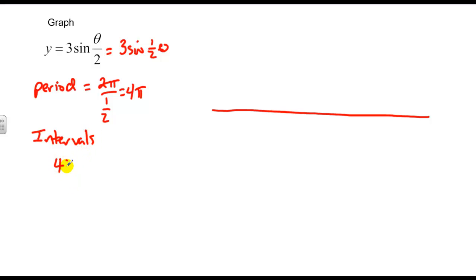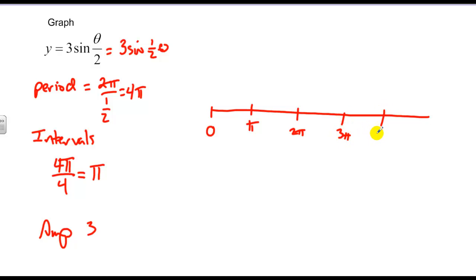If I want my intervals, I take 4 pi and divide it by 4, which gives me intervals of pi, and I know I have an amplitude of 3. So I'll start at 0. I usually like doing that. And then I'm going to make intervals of pi from there. So I start at pi, 2 pi, 3 pi, and 4 pi. And I'm going to graph my regular sine function.